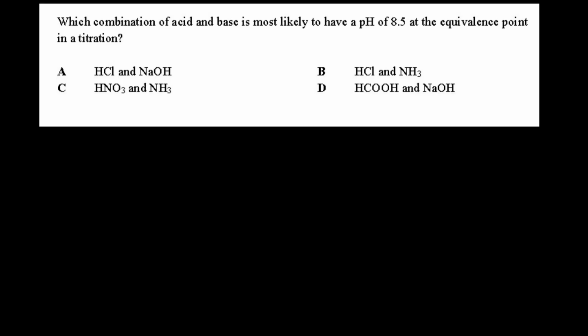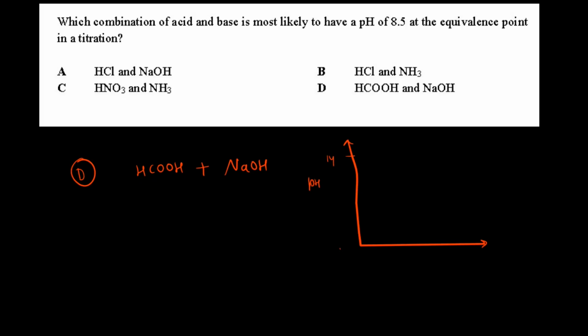So in these options I can see that only in option D we have a weak acid and it is getting titrated with sodium hydroxide. So we will have a titration curve. So pH over here, 0 to 7 to 14, and this is the volume of titrant, and our curve will be like this. So the equivalence point will be greater than 7. So the correct option is option D.